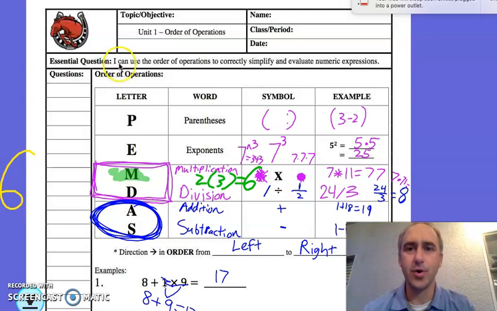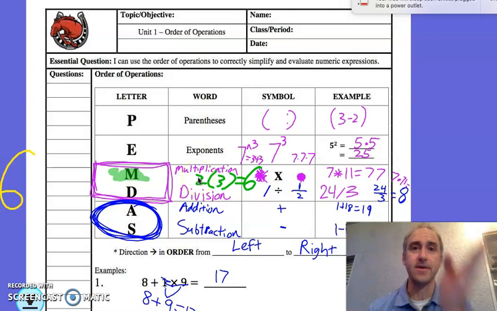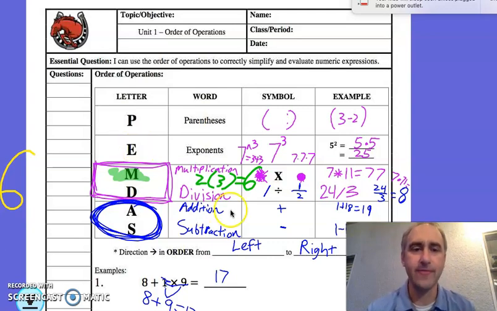Remember, in this Unit 1, our goal is to get you to use the order of operations correctly to simplify equations. Remember, the order is parentheses, followed by exponents, followed by multiplication or division, whichever comes first on the left side, followed by addition or subtraction, whichever comes first on the left side. Also, remember, after each step, we start over with parentheses, exponents, and work our way down until we're done.